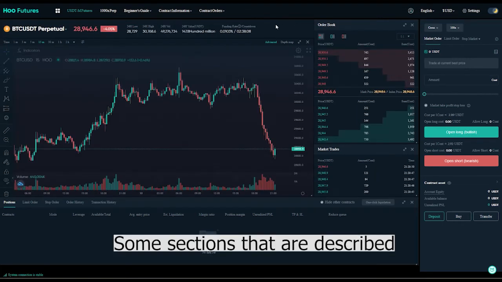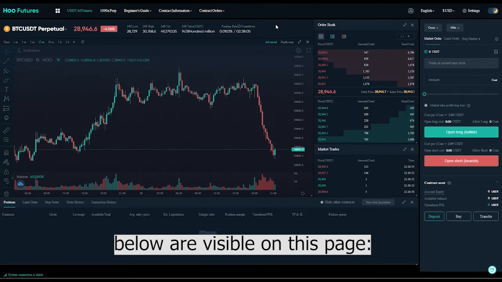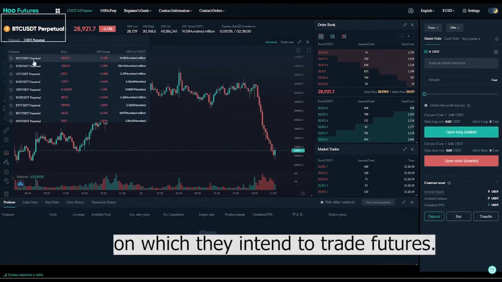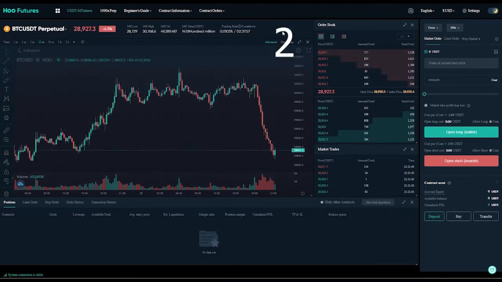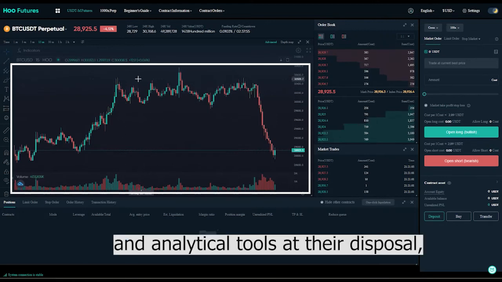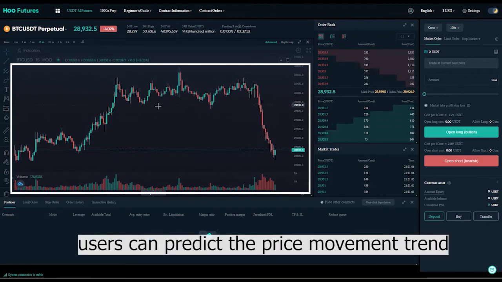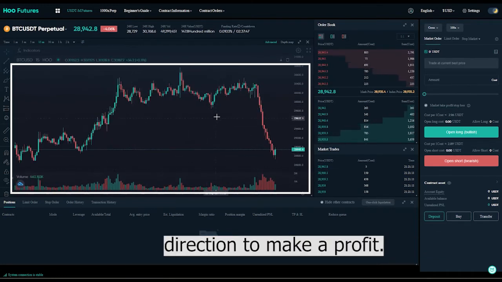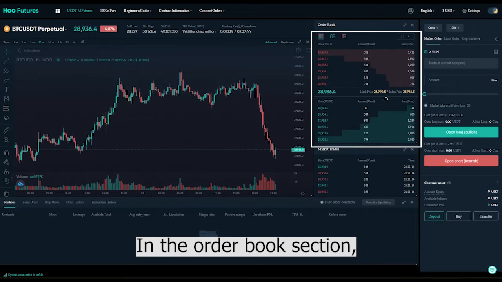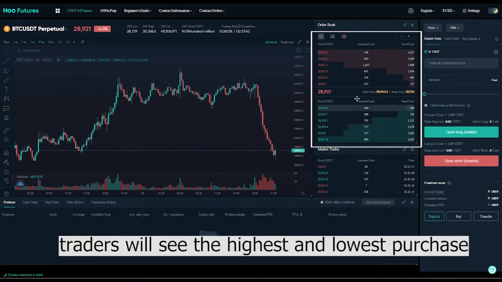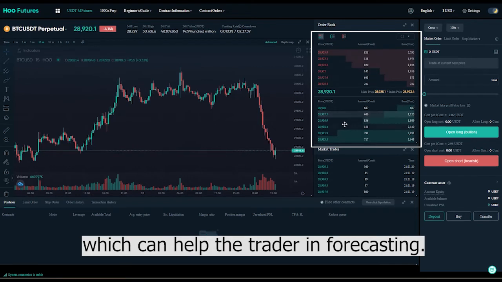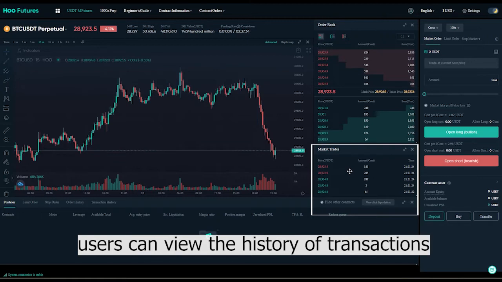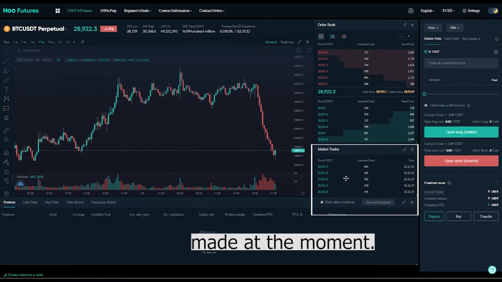Some sections that are described are visible on this page. 1. In this section, users can select the cryptocurrency on which they intend to trade futures. 2. With the help of charts and analytical tools at their disposal, users can predict the price movement trend and enter the trade in the same direction to make a profit. 3. In the Order Book section, traders will see the highest and lowest purchase and sale prices, which can help the trader in forecasting. 4. In this section, users can view the history of transactions made at the moment.